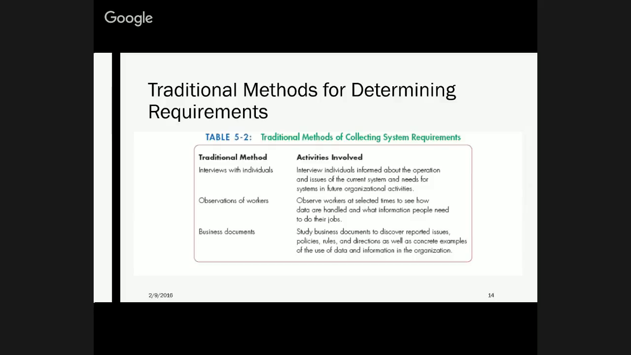So the second table just kind of goes into, for these methods, well, these are traditional methods, how do we go about them? So interviewing: interviews with individuals and talk to them. So, I mean, that's kind of obvious, right? You interview somebody. Observation of workers. So that's the fly on the wall. You don't want to interfere with what they're doing, but you want to be close enough and involved to see the specifics of what they're doing. But what happens when you watch someone?